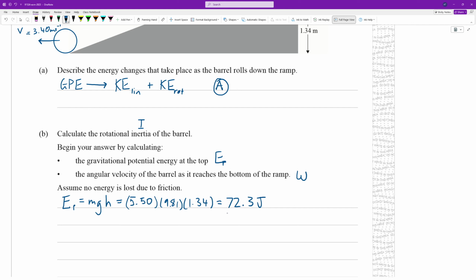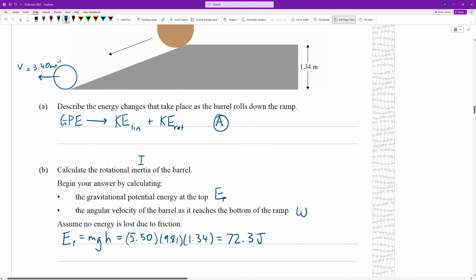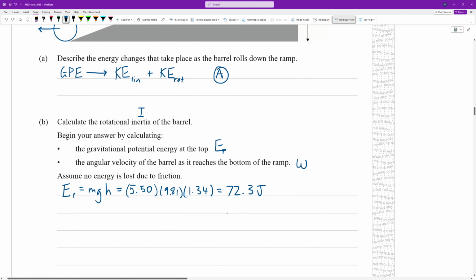Okay, so thinking about it, we know the final translational velocity, so we could work out the linear kinetic energy. However, the rotational kinetic energy depends on its inertia, that's what we're looking for, as well as its angular velocity. So let's do as they say and find the angular velocity.